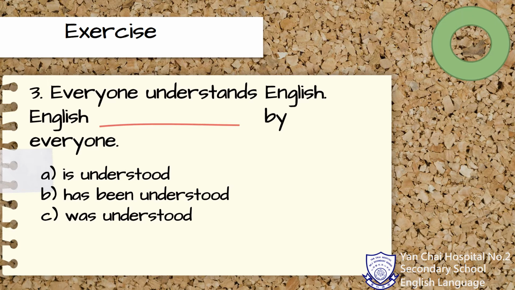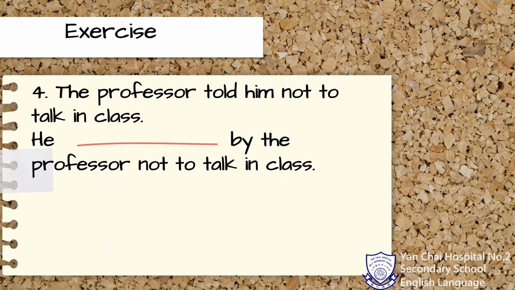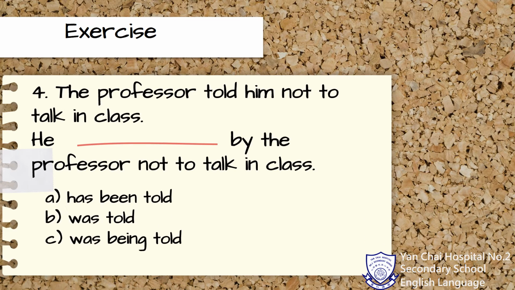So time's up. Let's check the answer. So the original sentence is simple present tense. So here for the passive voice, you just simply need is and the past participle. So that's why the answer is A. English is understood by everyone. Number 4. Again, you will have 20 seconds to finish this task.